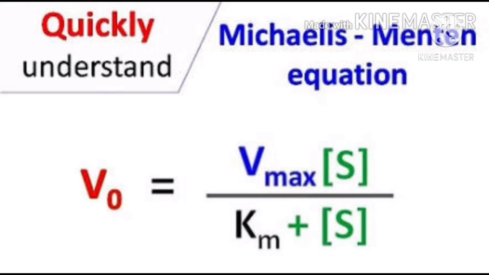The equation is that V0 is equal to Vmax into S divided by Km plus S. Here V0 is the initial velocity, Vmax is the maximum velocity, S is the substrate concentration, and Km is the Michaelis-Menten constant. Km is actually the substrate concentration required to produce half the maximum velocity. This is the basic Michaelis-Menten equation.